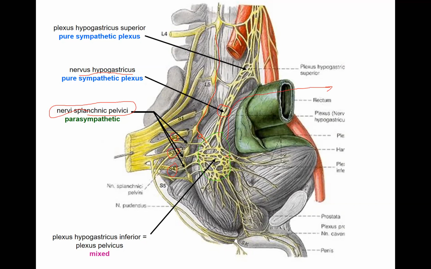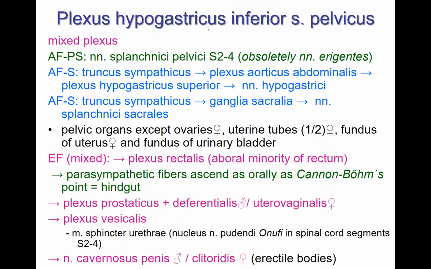So the hindgut, it supplies the urinary bladder and prostate. Of course, in females, it supplies the uterus and vagina. And it also supplies cavernous bodies. So we have some branches which are called cavernous nerves. So, just to repeat it here, pelvic splanchnic nerves S2 to S4, yeah. Old name erigent nerves for erection. Sympathetic coming from hypogastric nerves, yeah, and from sacral ganglia via sacral splanchnic nerves.